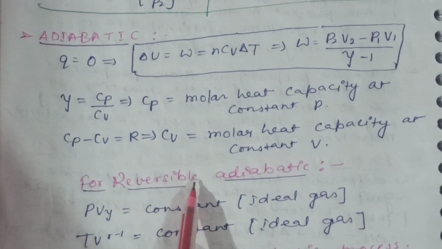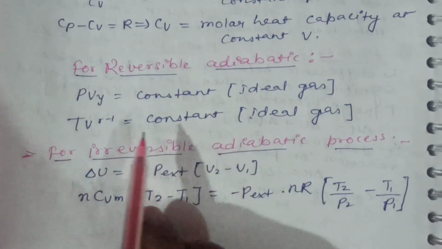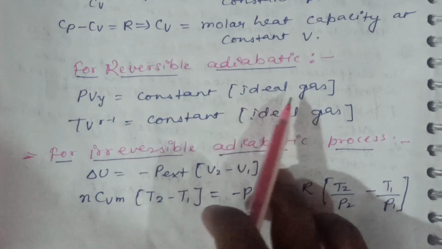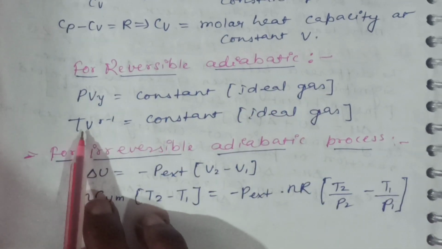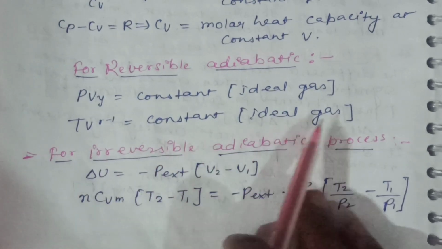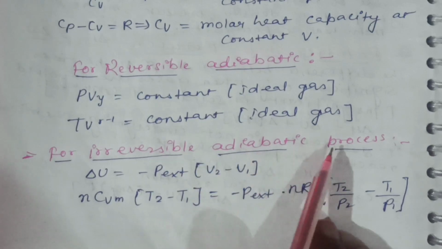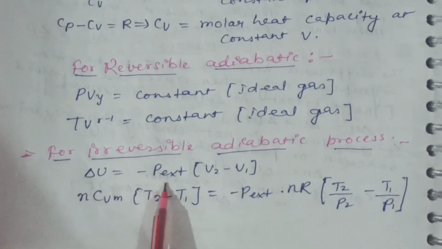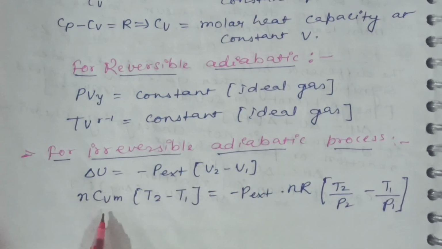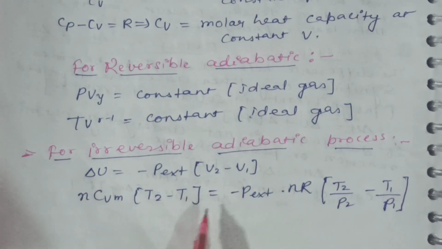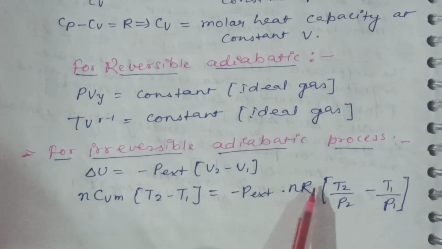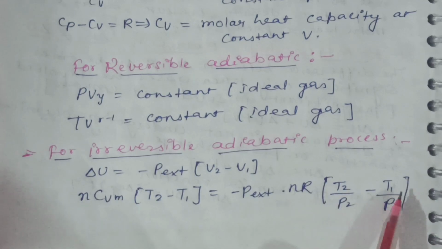For reversible adiabatic, P V to the power gamma is equal to constant for ideal gas, and T V to the power gamma minus 1 is constant for ideal gas. For irreversible adiabatic process, del U is equal to minus P external (V2 minus V1), n Cv (T2 minus T1) is equal to minus P external times nR in bracket (T2 upon P2 minus T1 upon P1).